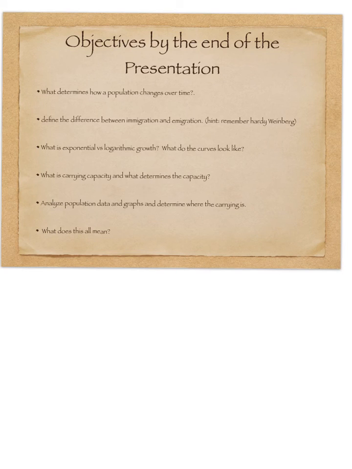So let's take a look at carrying capacity. By the end of the presentation, you should be able to determine how a population changes over time, what the difference is between immigration and emigration, and you should already understand that from our discussions on Hardy-Weinberg. And what is exponential versus logarithmic growth? What do the curves look like? What is carrying capacity, and what determines that capacity?